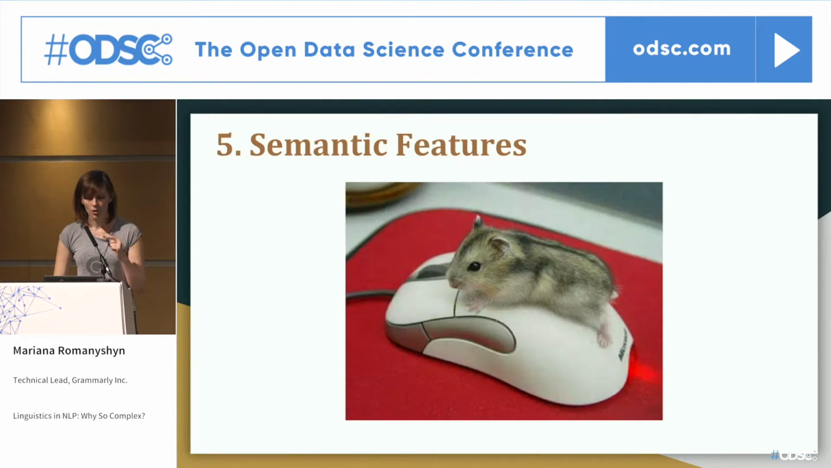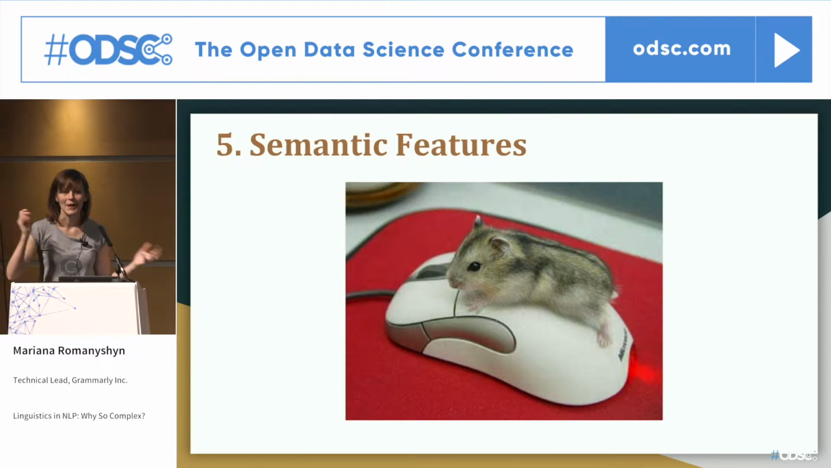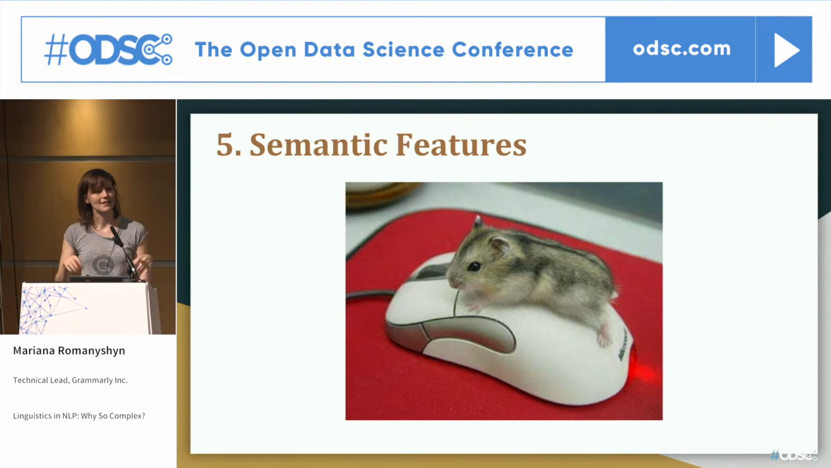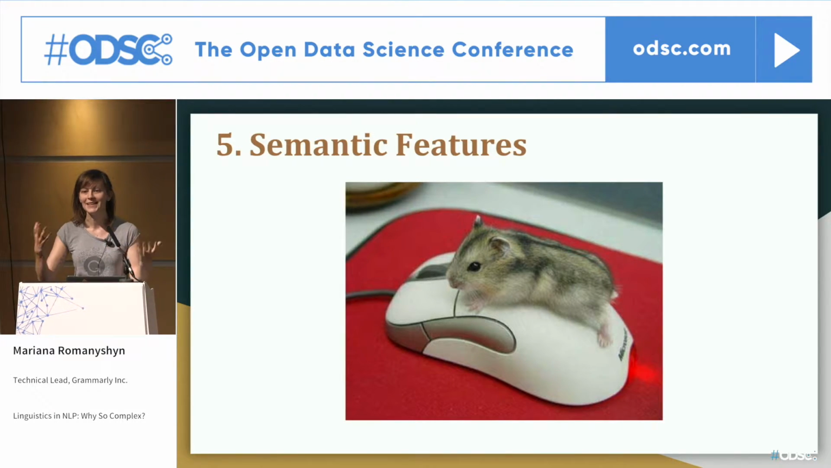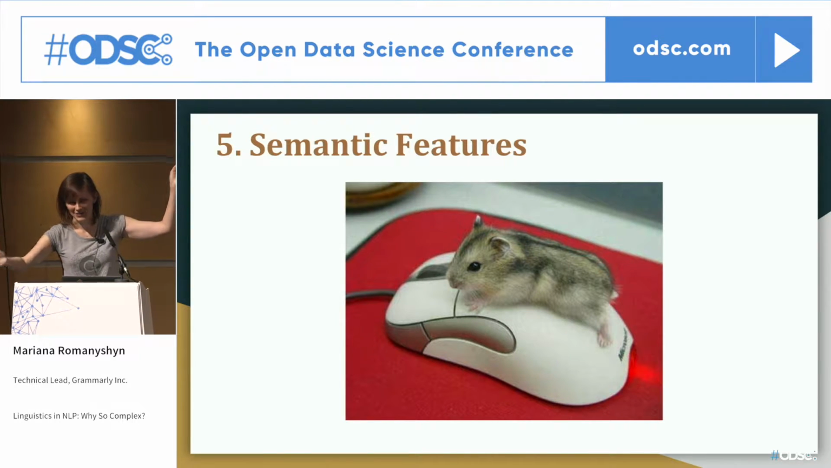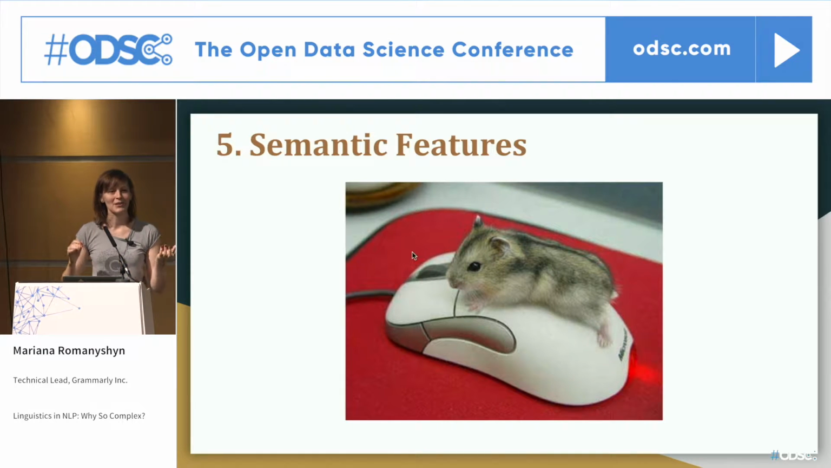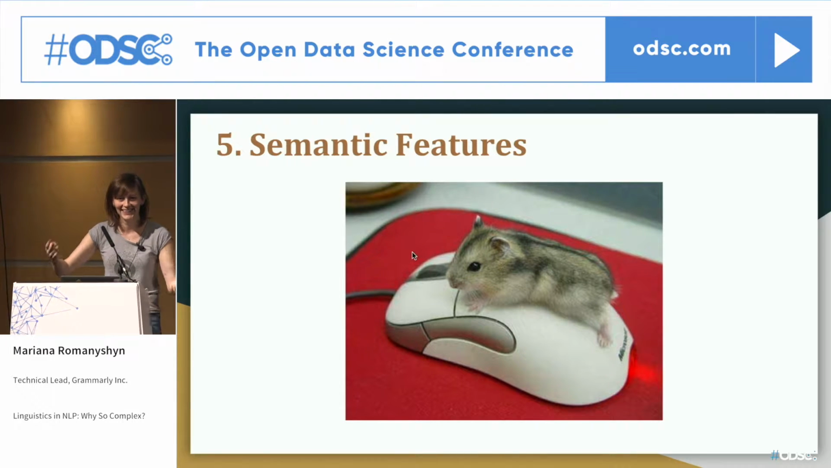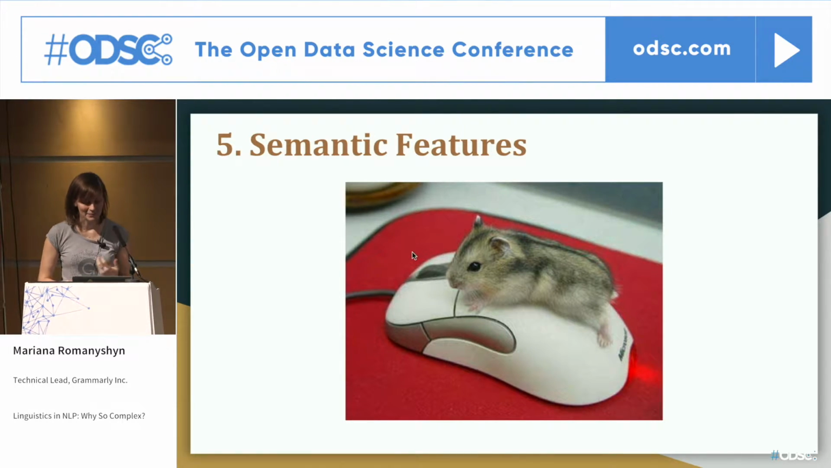Okay, so now let's go a level higher. Let's talk semantics. Semantics is the study of linguistics that talks about meaning, right? So what can you see in the picture? A mouse, right? And how many meanings does the word mouse have? At least 2, right? The ones that you can see in the picture.